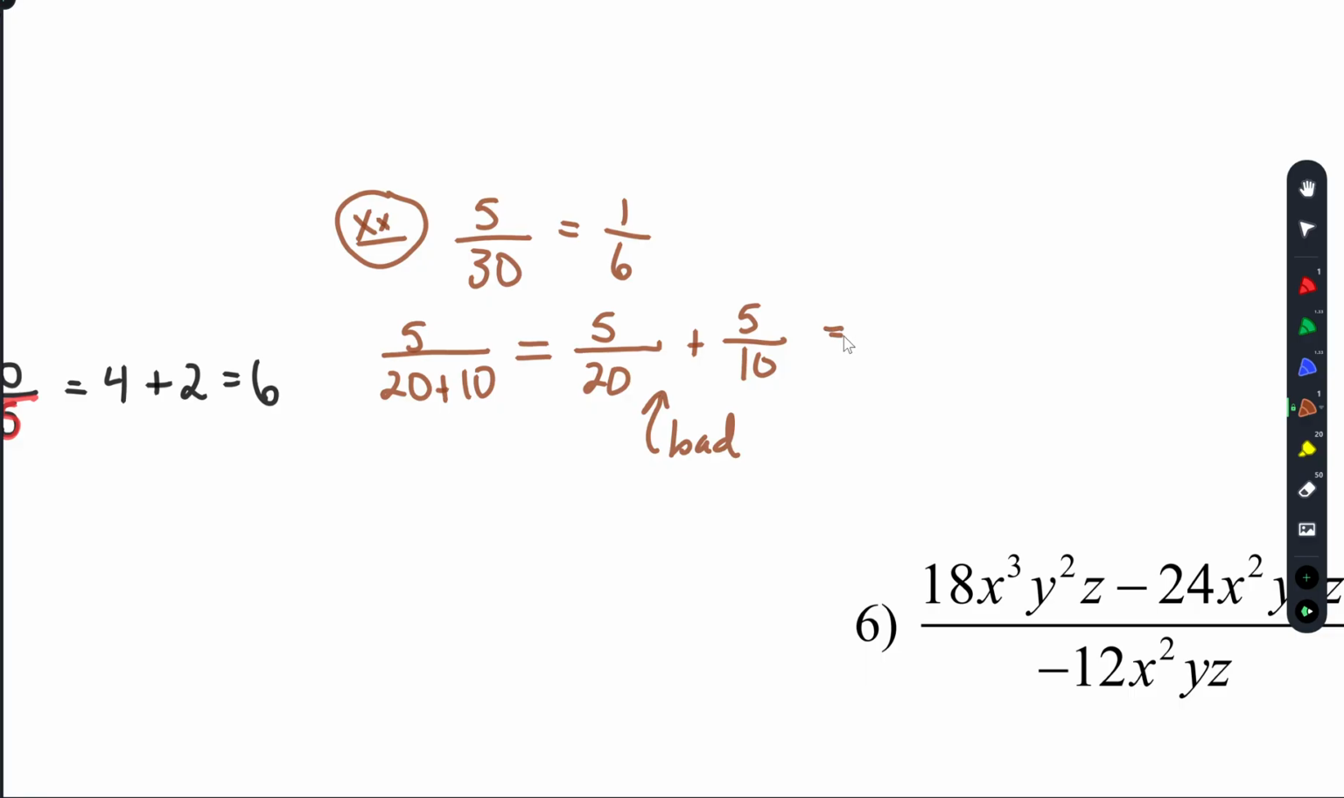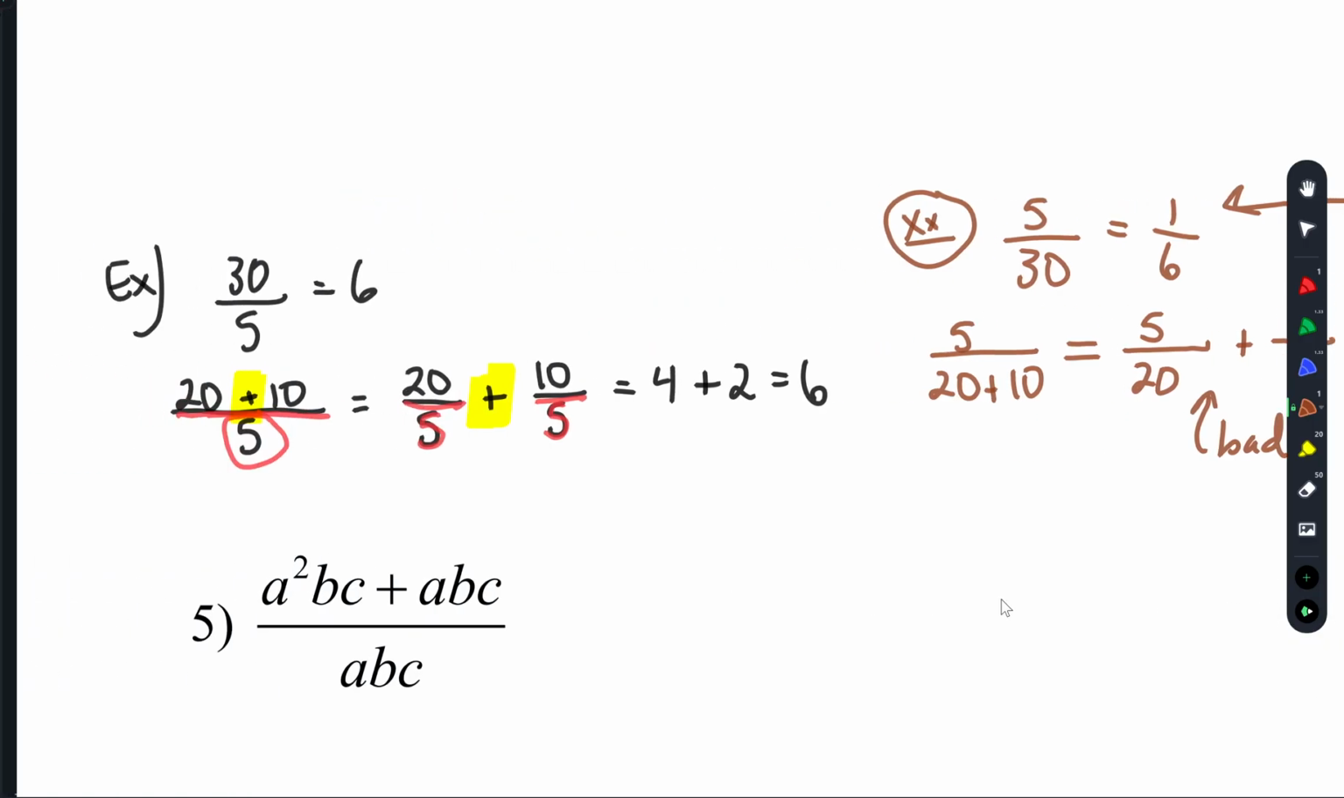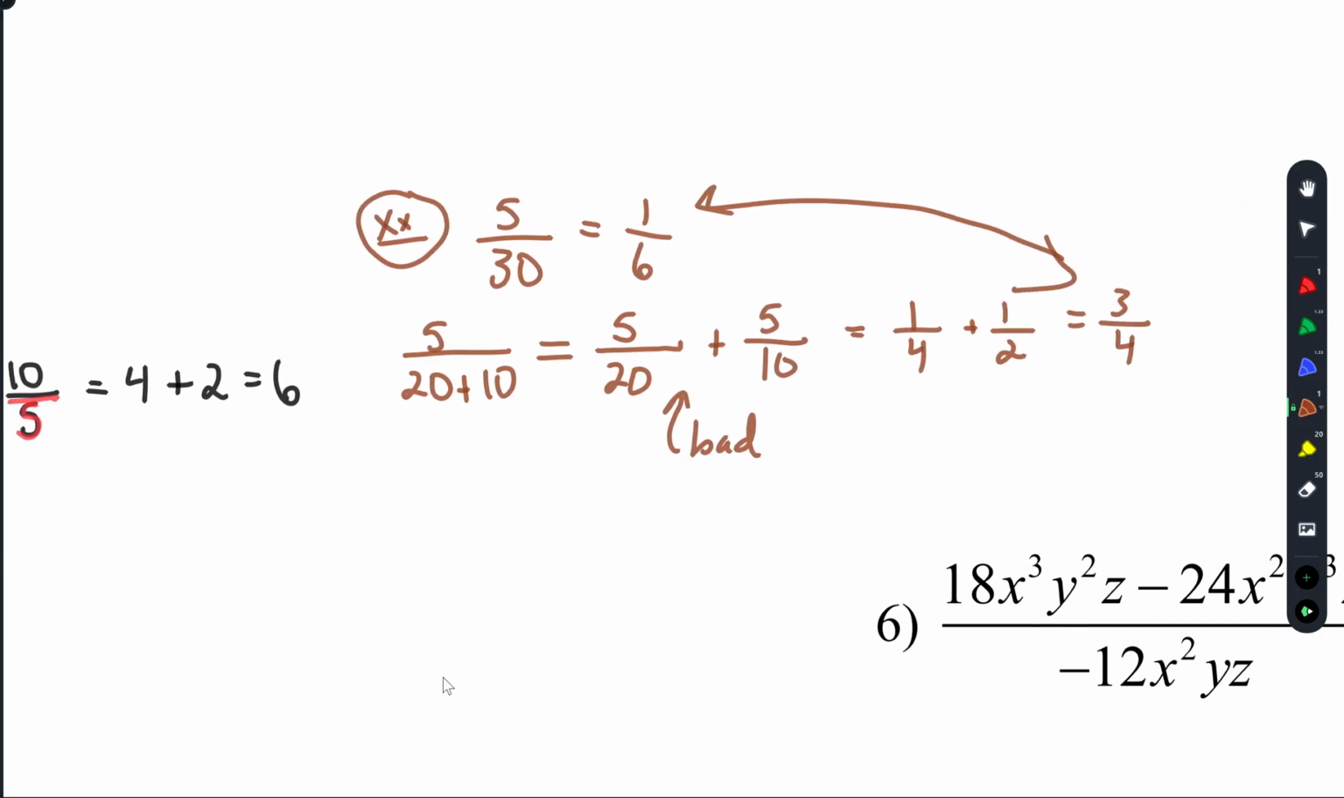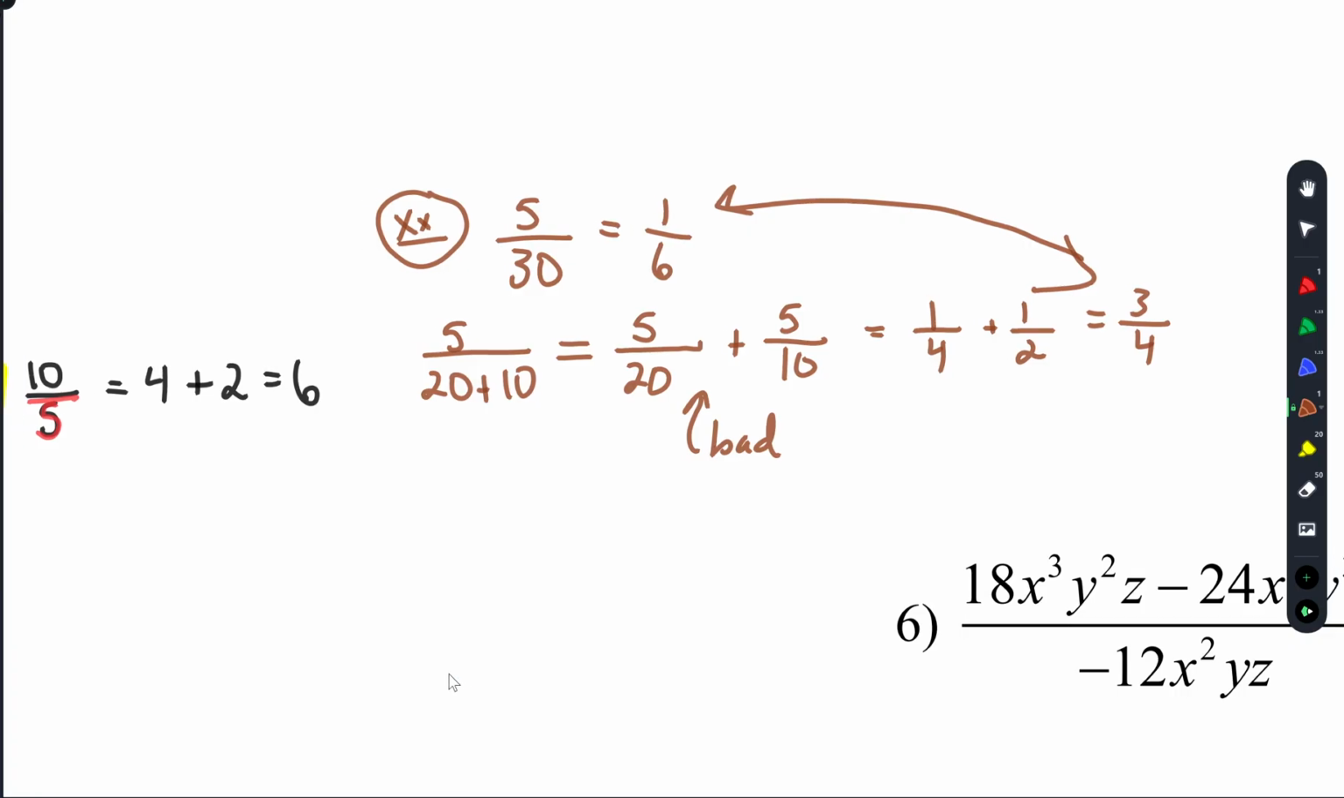And if you still don't believe me, we can keep reducing it. This is 1/4 plus 1/2. So this is 3/4, which obviously they're not the same. So you cannot separate addition on the denominator. Okay. It's because of the order of operation idea, but you cannot do it when it's on the denominator. The numerator checks out, okay? So you can do it on the numerator, not on the denominator. It's confusing remembering which one is which.